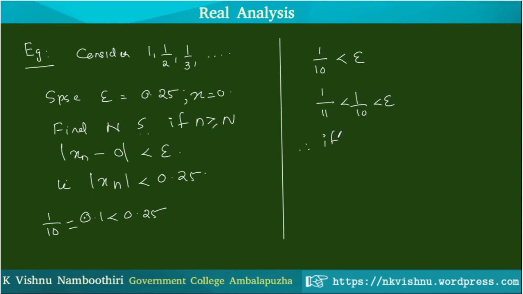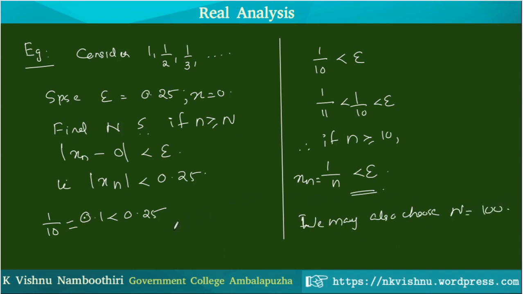Therefore, if n is greater than or equal to 10, then 1 by xn, equal to 1 by n, is going to be less than epsilon. So we can choose N to be equal to 10. Of course, we can also choose N to be 100, because we know that if n is equal to 100, the term is going to be 1 by 100. 1 by 100 is, of course, less than 0.25. So we are being asked to find some N.